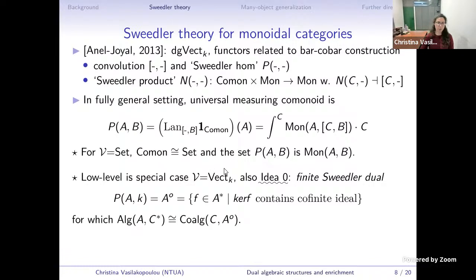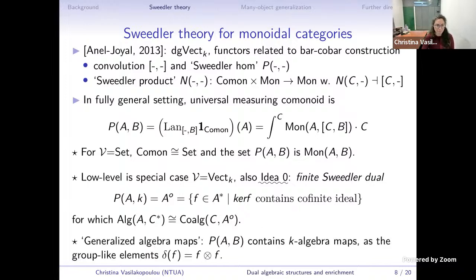Another interesting thing that arises here is that if we go back to vector spaces, we do get an answer to this idea zero I mentioned before, because we can now build the finite Sweedler dual, which is P(A, K), and it's a subspace of the linear dual of A: those linear maps whose kernel contains a cofinite ideal. So now you see the asymmetry is fixed because we have this natural bijection of coalgebra maps from C to this finite dual of A, and algebra maps from A to the linear dual of C. So that settles that. But also it is good enough, and accurate, to think of P(A, B) as a space of generalized algebra maps, because all algebra maps from A to B are inside this P(A, B), and in fact are the elements that have a group-like comultiplication of this form. So we can think of P(A, B) as a space of generalized algebra maps.